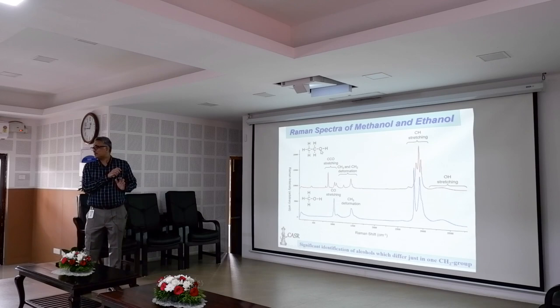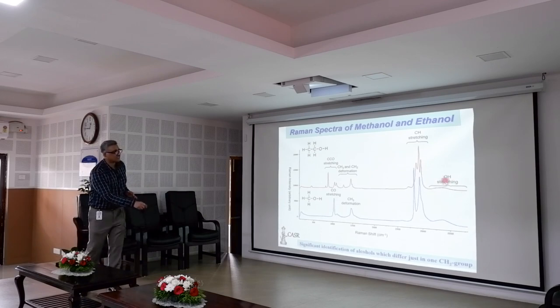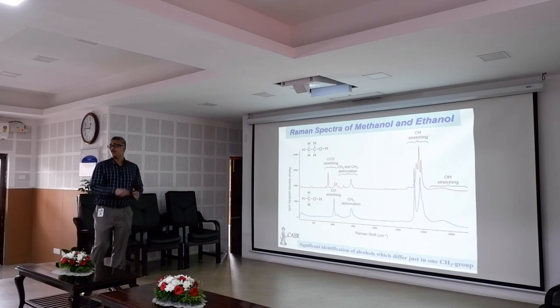Ethanol has CH2. And just because of the presence of the CH2, you see the difference. OH remains OH. But you suddenly see the CH stretching region has multiplicity because of the CH2 and CH3. And you can see suddenly new peaks are arising because of the deformation of the CH3 and CH2, and also a new peak because of the CCO stretching.